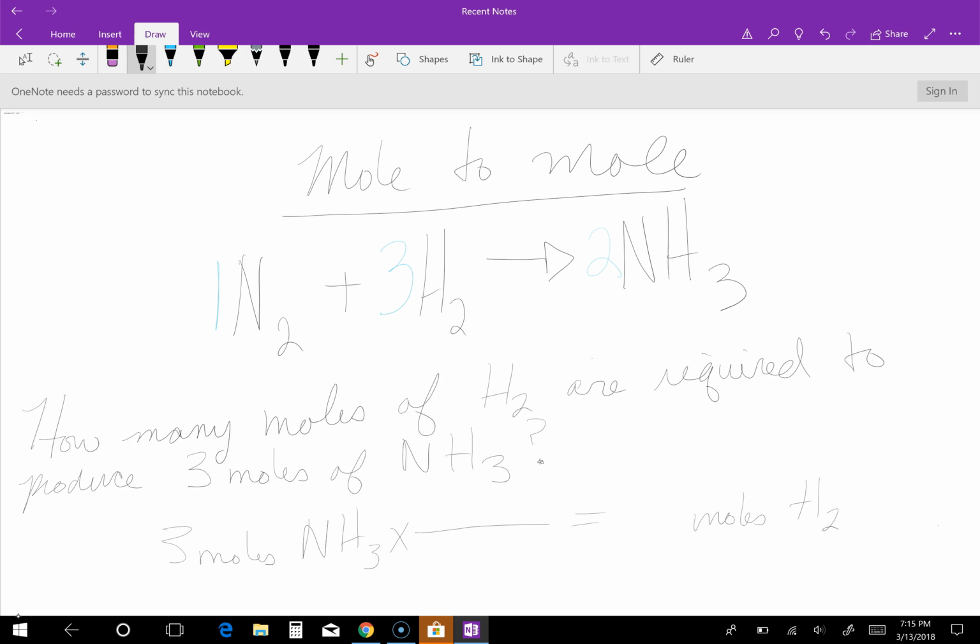Answer units always go on top, so I'm going to put moles on top of H2. And then my adjacent units, moles of NH3 on the bottom. I find the number in front of H2. It's a 3, so I put a 3 there. Find the number in front of NH3, which is 2. Put a 2 there. 3 times 3 is 9, divided by 2, 4.5 is my answer. That's it.